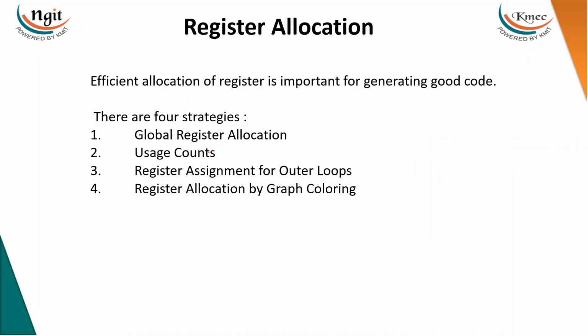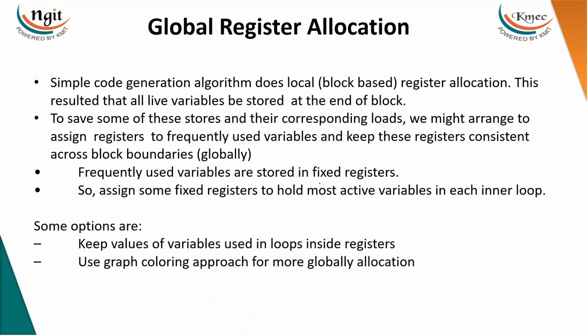To find the minimum number of registers for a particular code, we are going to use some strategies. One is global register allocation and another is usage count. The third is register assignment for the outer loops, and the fourth is register allocation by graph coloring. So first we'll go with global register allocation.